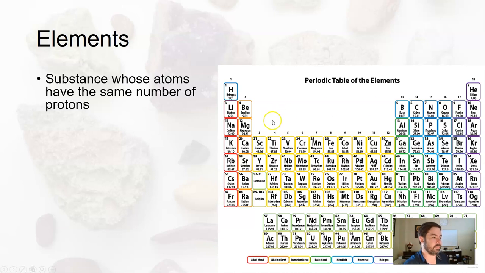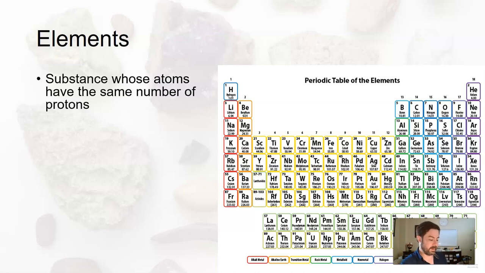So if I'm, for instance, looking at iron, iron has the atomic number 26, the 26th element on the periodic table. That actually indicates the number of protons. So if an element is a substance whose atoms have the same number of protons, any atom of iron will have 26 protons. If I have an atom and it doesn't have 26 protons, it's not iron.